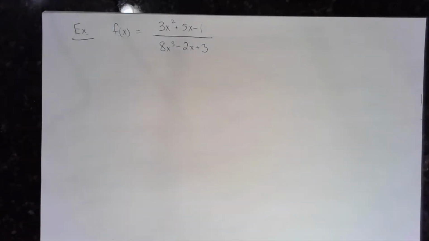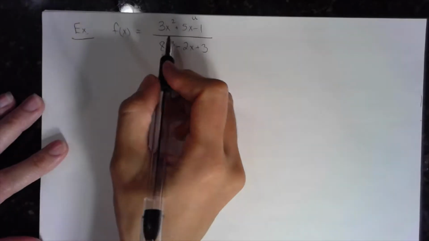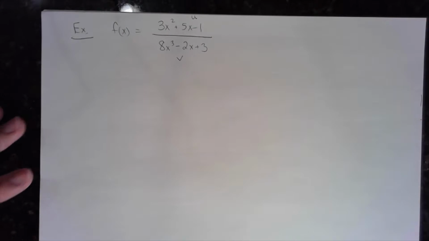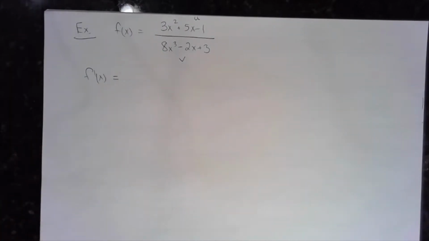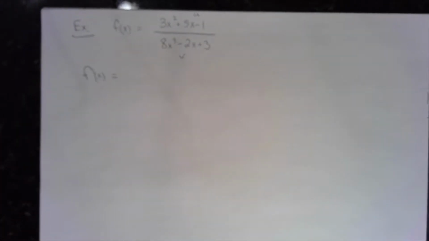Division, you have expressions on top and on the bottom. This is like my u, right? That whole 3x squared plus 5x minus 1. And this is like my v, if I want to compare it to the formula. But I'm going to say it out loud again when I find this first derivative. I don't really need to know u and v.